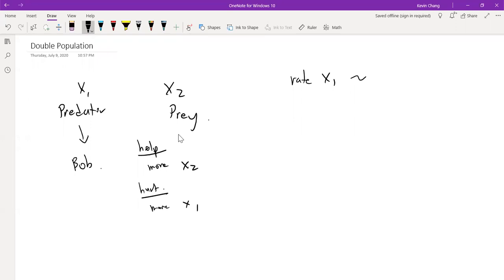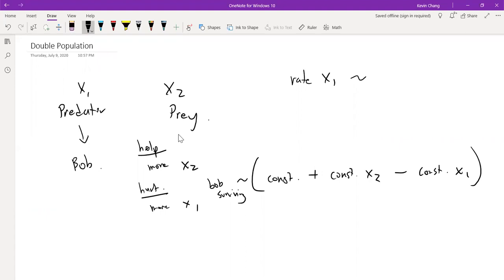So the factor we can see here is something that looks like some constant, plus some constant times x2, minus some constant times x1. Essentially, the more members in Bob's species, the harder a time he's going to have finding food, competing, sharing room, and things like that. It's going to decrease his chance of survival. But at the same time, the more prey there are, the more x2, the higher his chance of survival. So Bob surviving is going to be proportional to this expression right here.